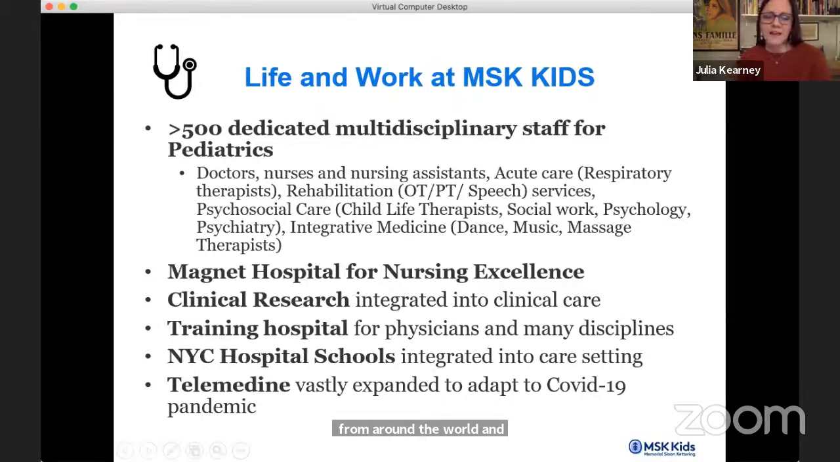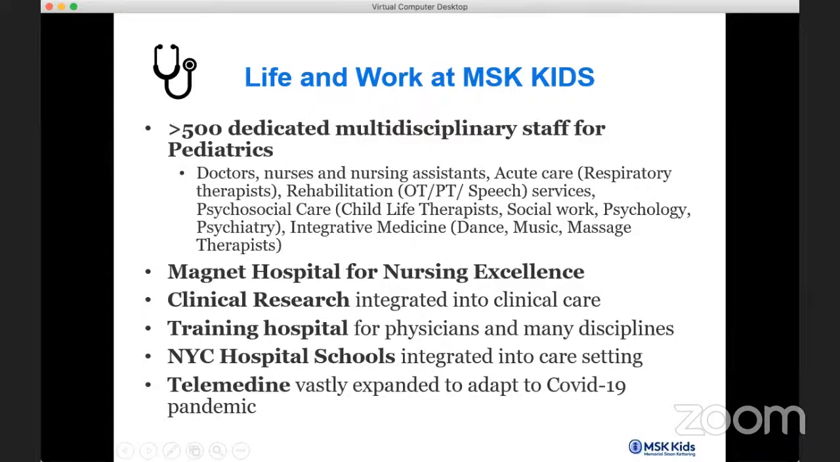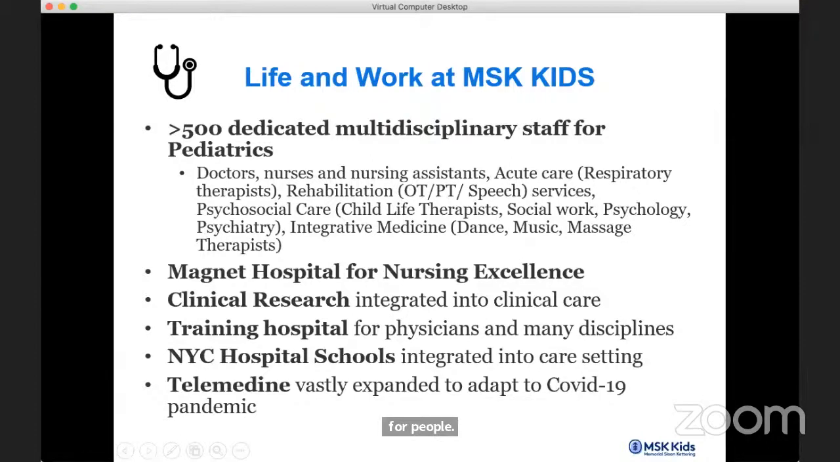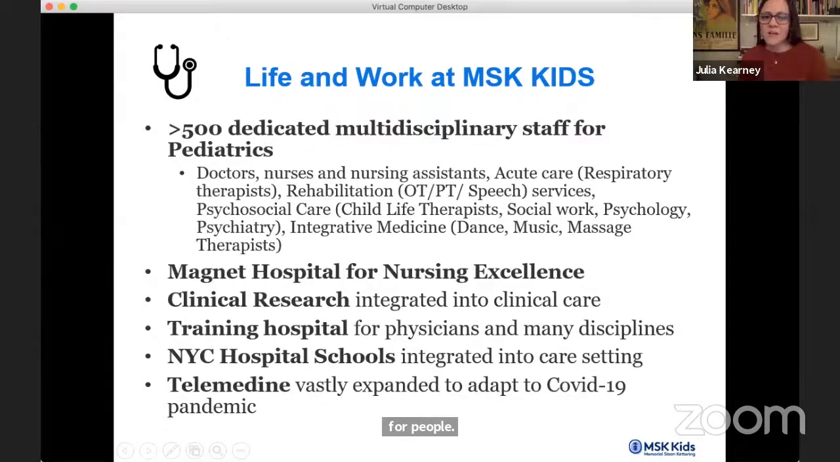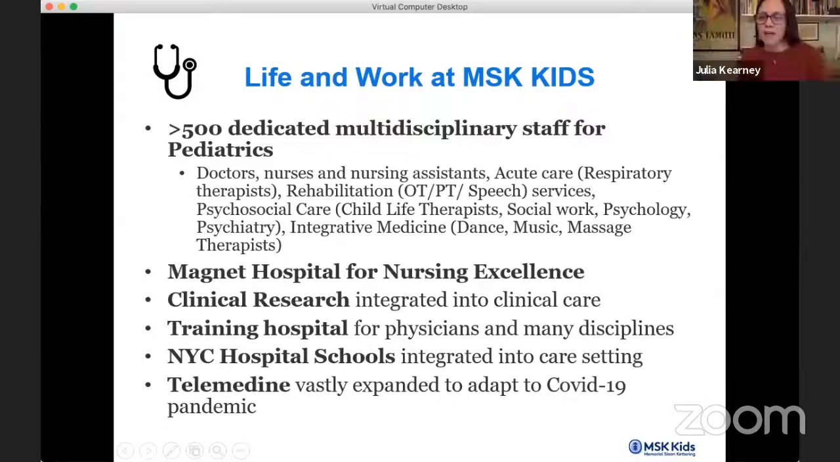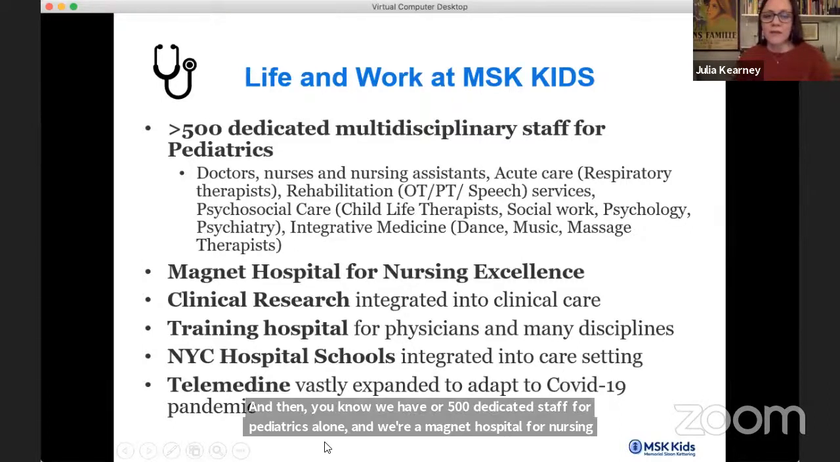I like to highlight that we are a site for New York City hospital schools, and we work so well. And education integrated into the care setting is a huge part of trying to help families find a new normal and help kids have some normalcy and developmental support going through treatment.